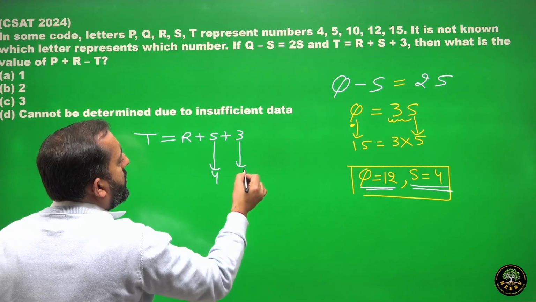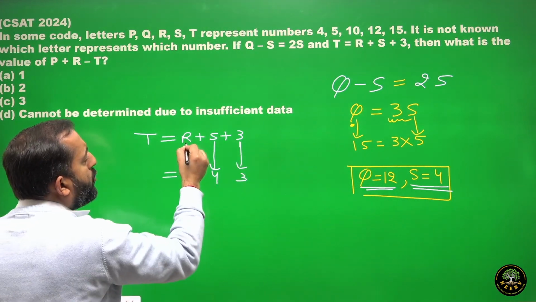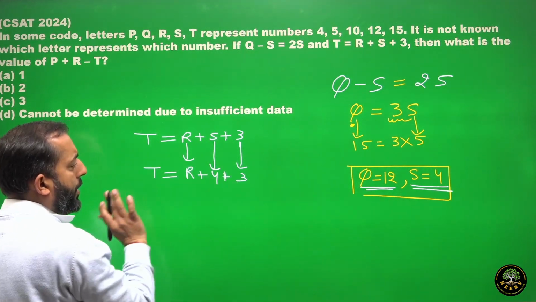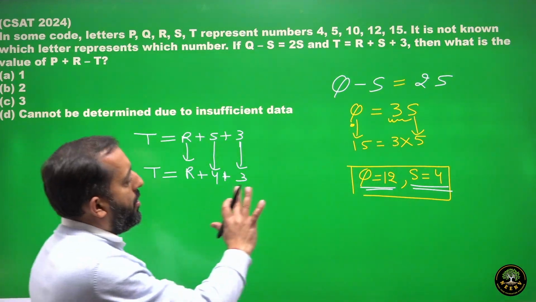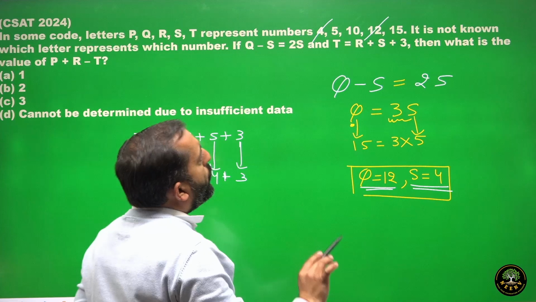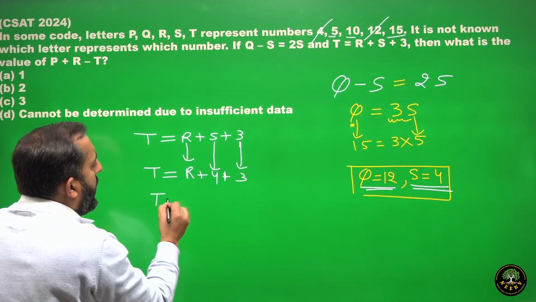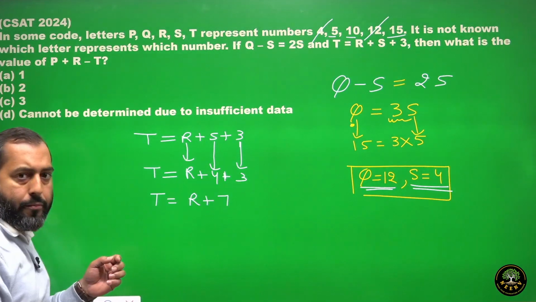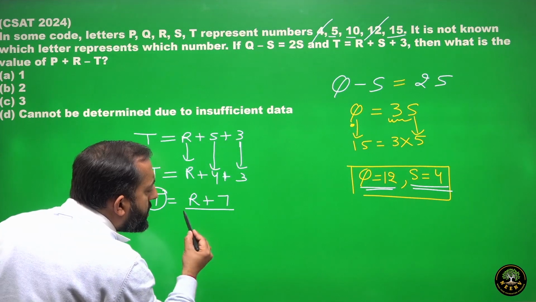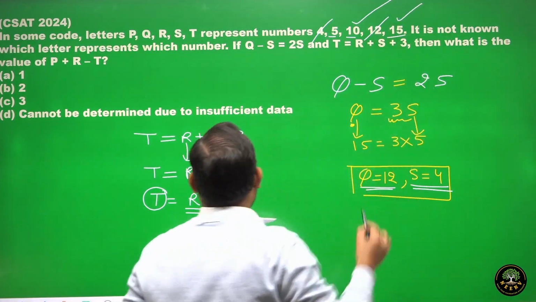So this 3 is already given to us. We have to assume some value for R and some value for T. Q is 12, already gone, S is 4, already gone. We are left with 5, 10 and 15. Now T is R plus 7. So obviously the value of T must be more than 7. More than 7 we have two possibilities, 10 and 15.